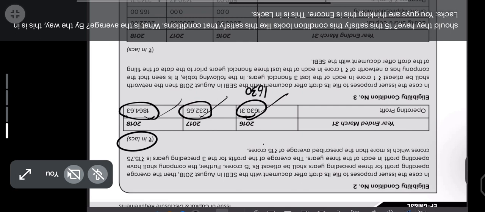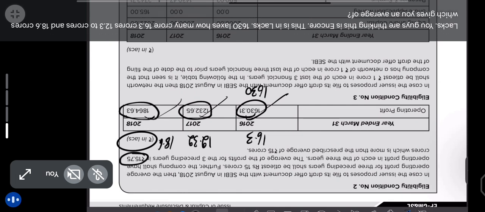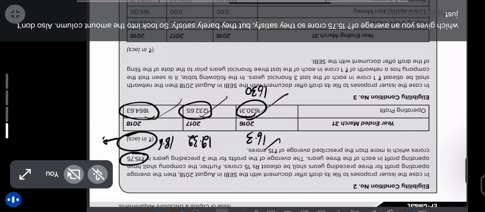1630 lakhs is how many crores? 16.3 crores, 12.32 crores, and 18.6 crores, which gives you an average of 15.75 crores. So they satisfy, but they barely satisfy. So look into the amount column also. Don't just look into the numbers.